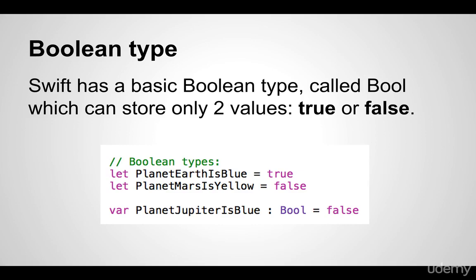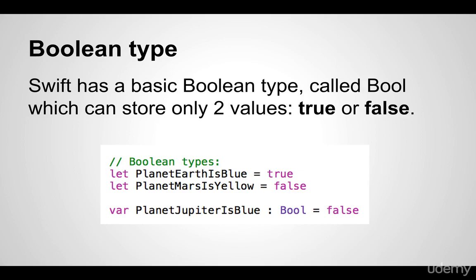Boolean types. Okay, so the type Boolean, Swift has a basic Boolean type. It's called Bool, which can store only two values, true or false. In math, Boole is the person that actually invented that. Sometimes when you ask a question that you can answer by yes or no, or true or false, this is usually a Boolean answer.